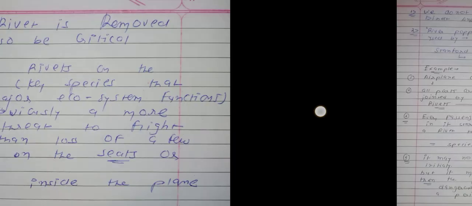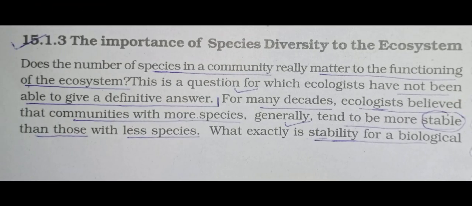Okay, so this question is completed here. Now we will learn this question from a textbook. See again, the importance of species diversity to a particular ecosystem. First point, does the number of species in a community really matter to the functioning of the ecosystem? It is a question for which ecologists have not been able to give a perfect definitive answer. Okay, so all ecologists are not able to give the perfect answer to the first question.